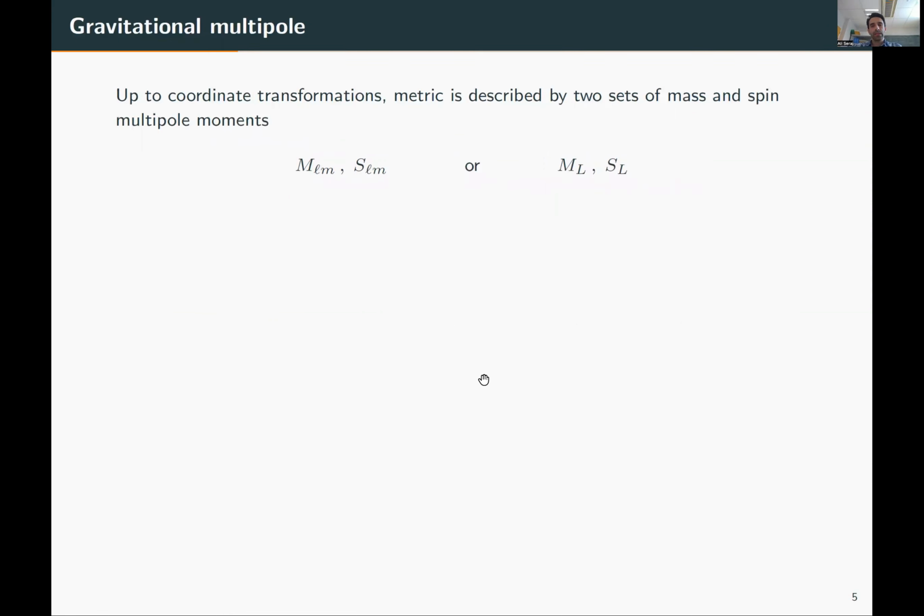Okay, with this comment, now gravitational multipole moments are defined. Up to coordinate transformations, the gravitational metric in Einstein gravity is described by two sets of multipole moments called the mass and spin moments, M_lm and S_lm, or in the STF notation, M_L and S_L. This means that you have L indices here.